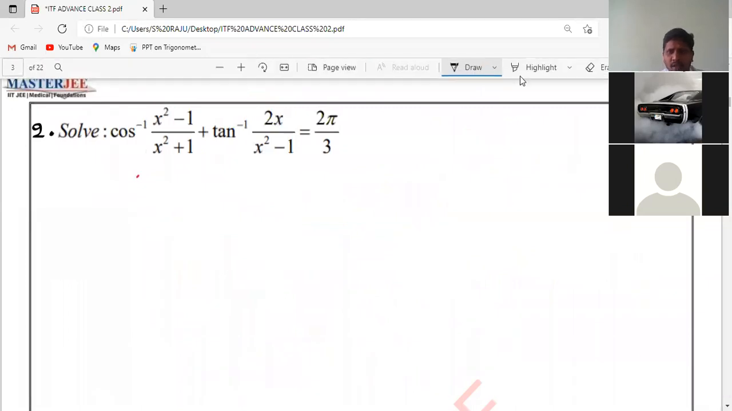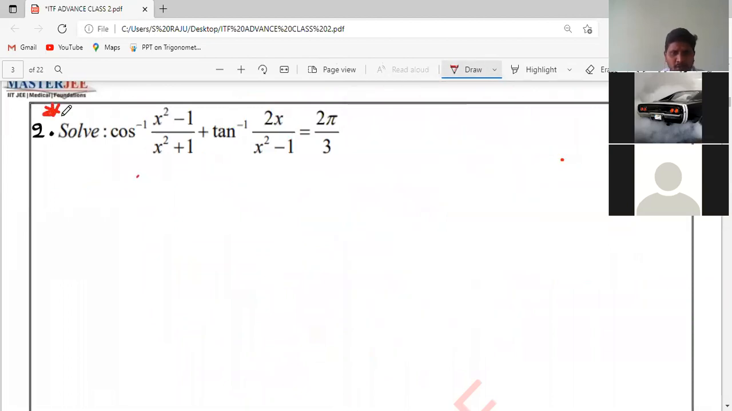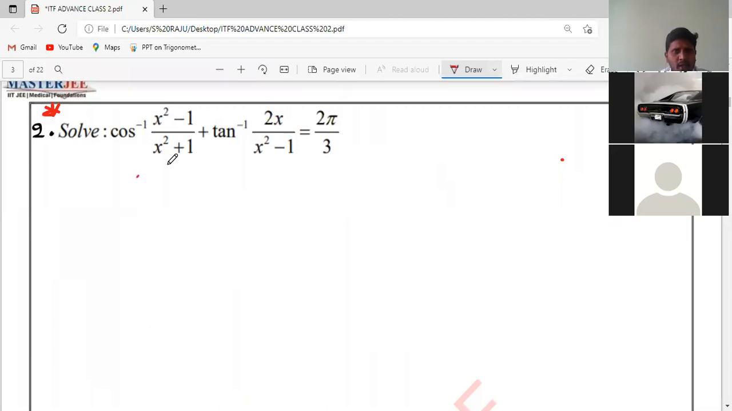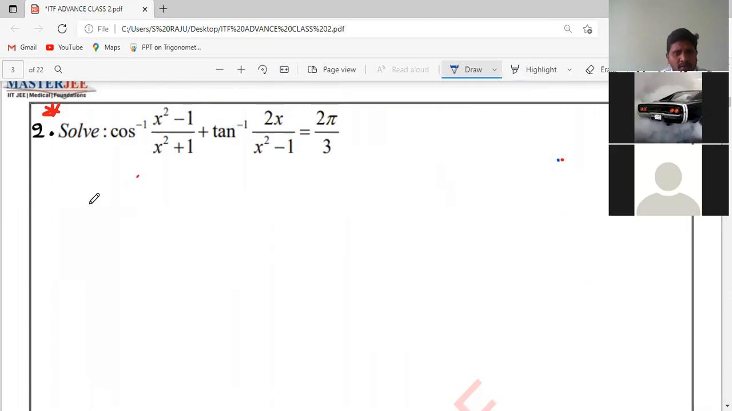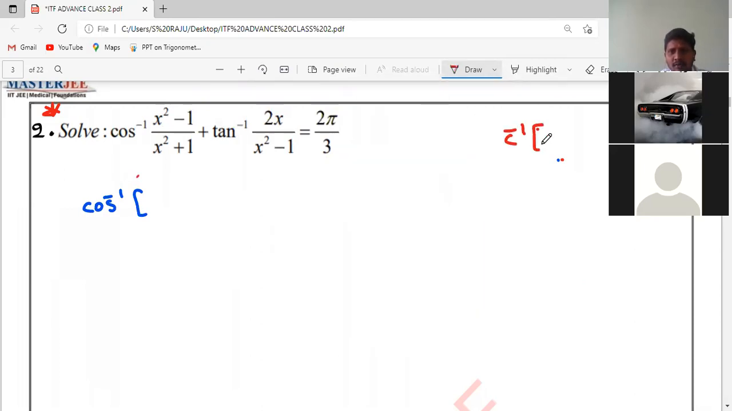This is also an integer type question and also very important. Why is it important? Because we are going to do this one in 4 cases. Let us do this. First we have to write this cos inverse of... Is there any formula for cos inverse of x square minus 1 by x square plus 1? No, the formula for cos inverse of 1 minus x square by 1 plus x square will be there.